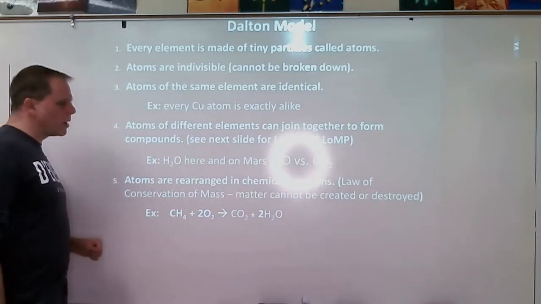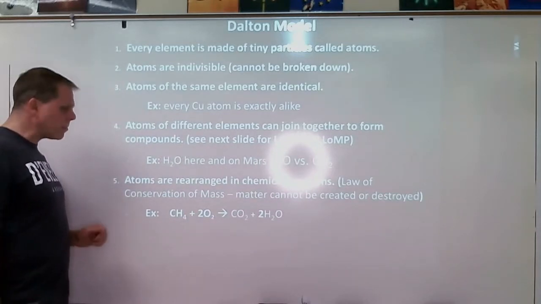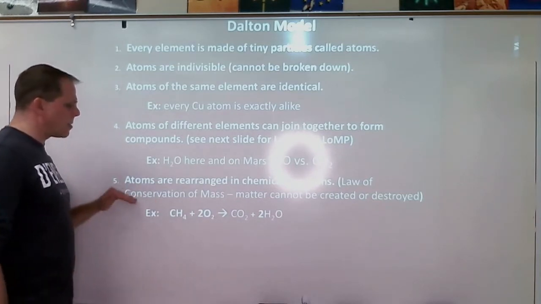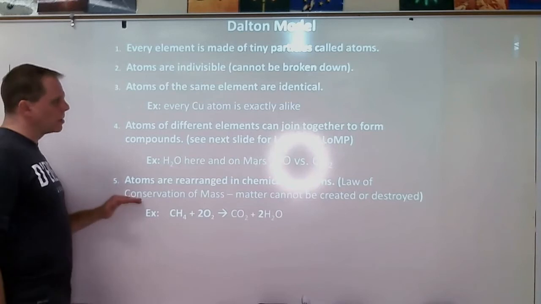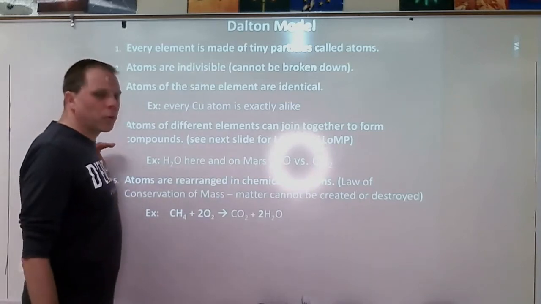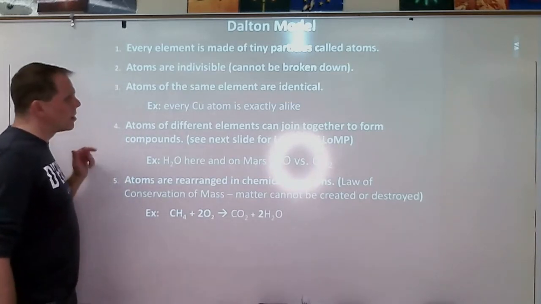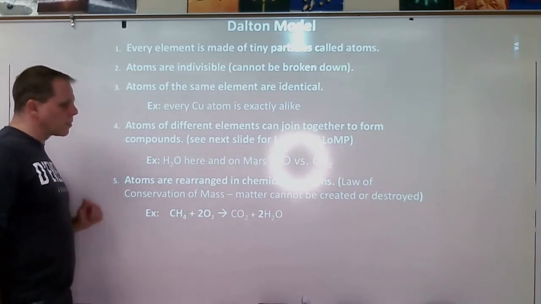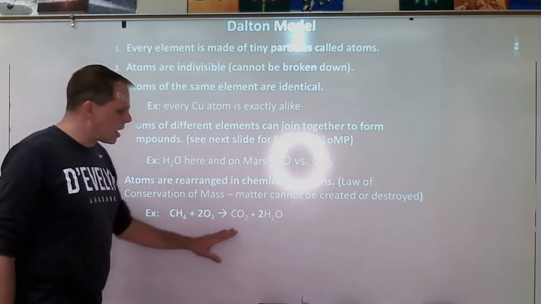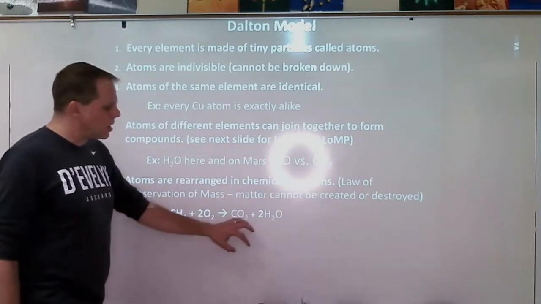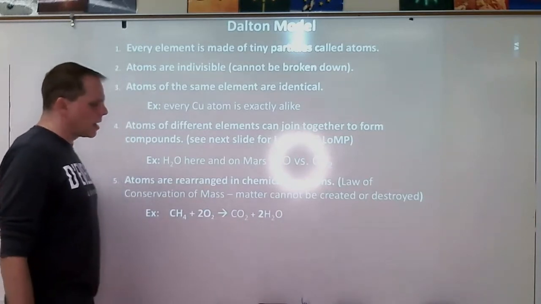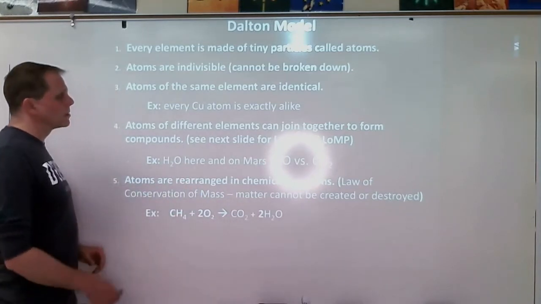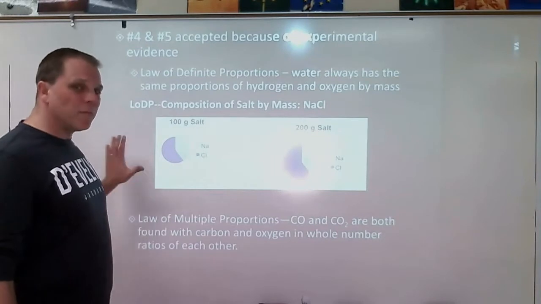Atoms, number 5, are rearranged in chemical reactions. So they're rearranged, right? This is the law of conservation of mass. A guy by the name of Lavoisier contributed greatly to that. A guy by the name of Proust contributed to one of these others. Dalton actually did one of them, but other scientists were all involved here. So here's this idea that we could take methane and oxygen, bring them together, and create carbon dioxide and water. So new arrangement of atoms. Okay, so that's Dalton's 5 basic tenets.